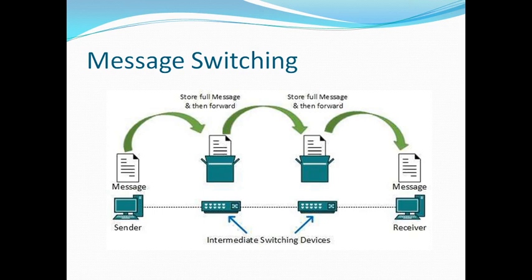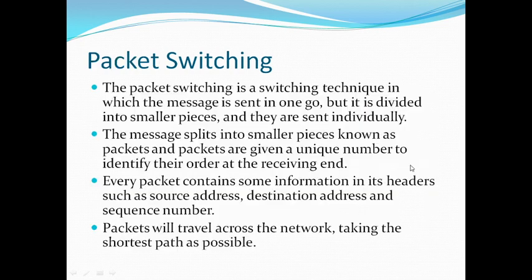This is the example. These are the intermediate switching devices, and the message is completely stored in the first intermediate switching device and then forwarded to the next intermediate switch as required. In this way, it will reach the receiving end.